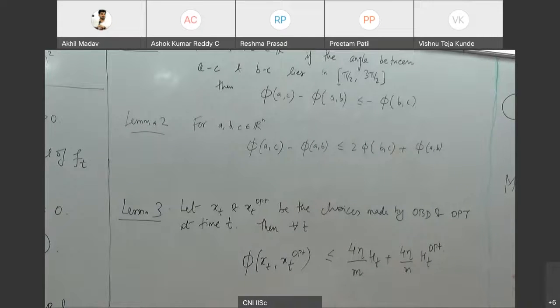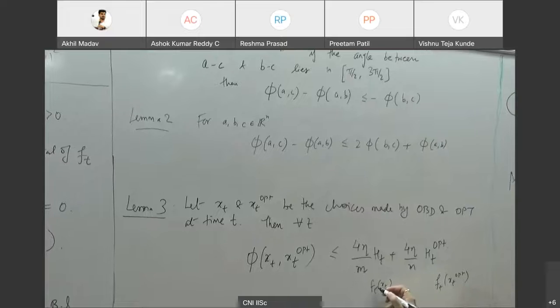I need to use strong convexity here. Without that, it's not possible. So I can add and subtract whatever I want, but what should I add and subtract so that I can write this in this form? Because HT is different between XT and XT minus 1. Sorry, it is constant. It is just FT of XT. This is FT of XT star. This is what I want to write.